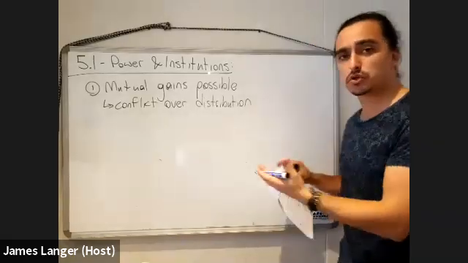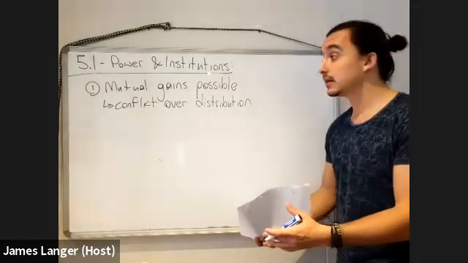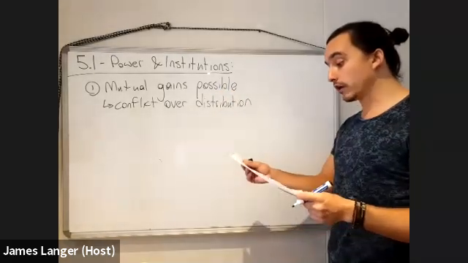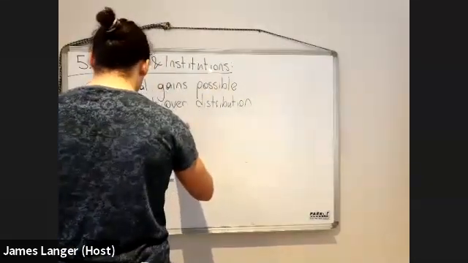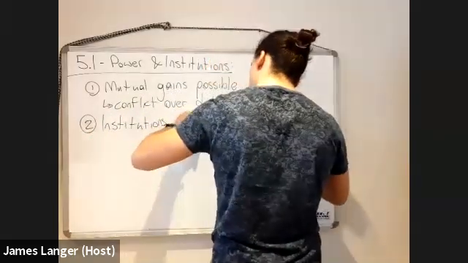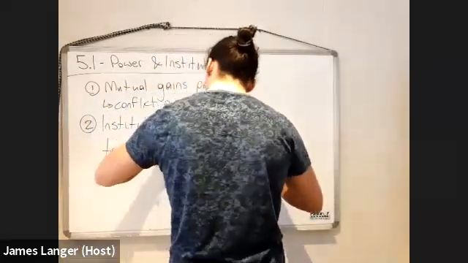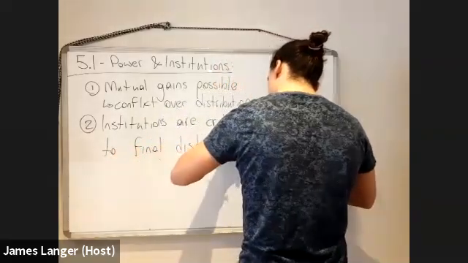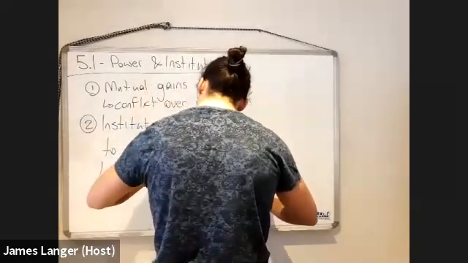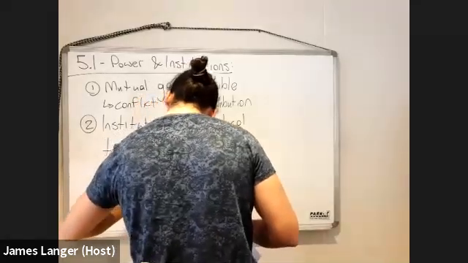All right, so we do get mutual gains. We're going to be using the example of the farmer and the person who owns the land. They are very much able to work together to get mutual gains, but we're going to find that there's conflict over the distribution. And what we're going to learn is that our institutions are critical to the final distribution. And I want you to note that power comes from and influences institutions.